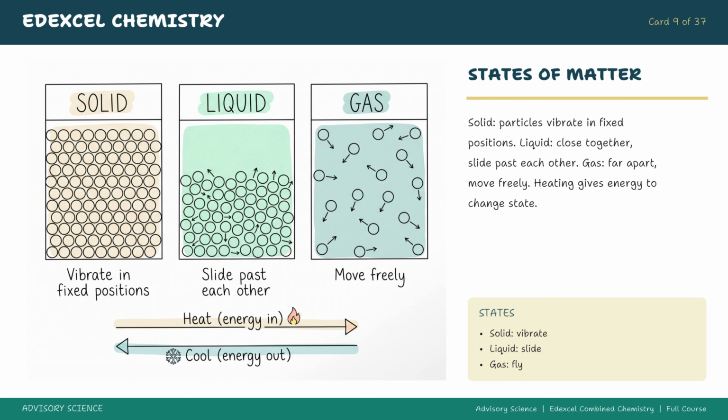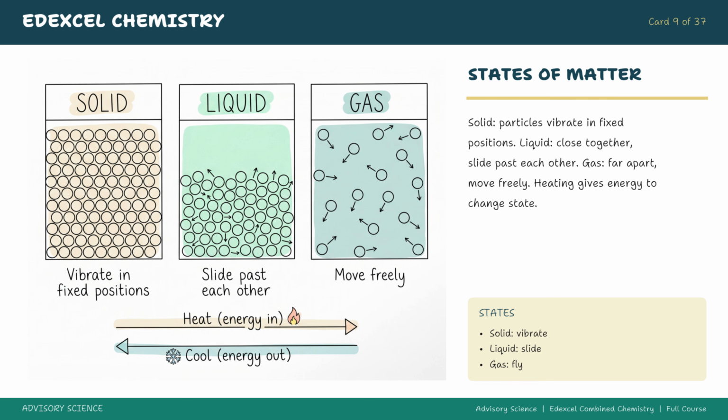States and particle arrangement. In a solid, particles vibrate in fixed positions. In a liquid, they're close together, but they can move past each other. In a gas, they're far apart and move freely in all different directions. As you heat a substance, you give the particles more energy, so they break free of those fixed or closed positions and are able to change state.